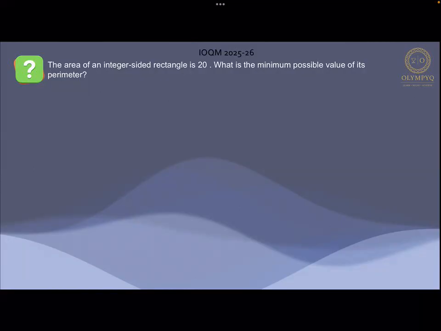So we can see that if I'm taking the length of the rectangle as L, and the breadth we are taking as B, the area over here becomes L into B, and they have mentioned this is equal to 20. Moreover, they're asking for the minimum possible perimeter. So the perimeter of this is going to be equal to 2 times (length plus breadth). Now, what are the possible values which can come from here?